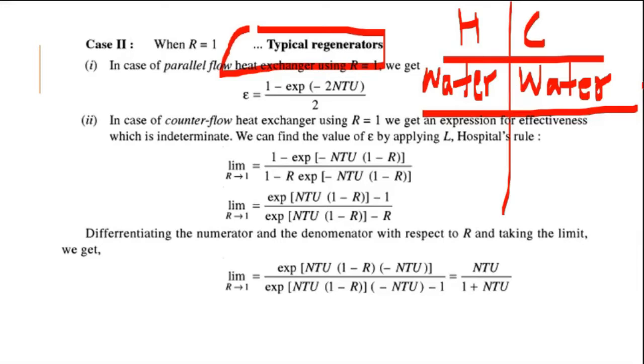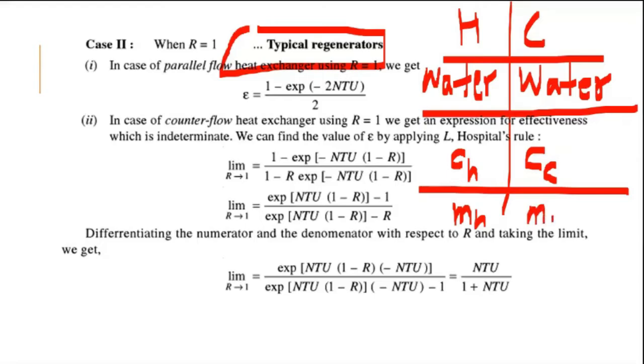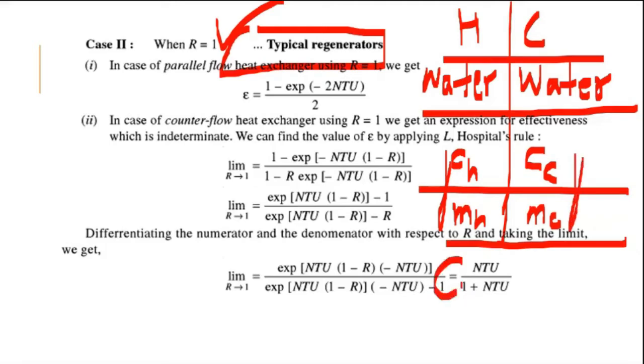So if both the fluids are water and water, this small ch value, the specific heat capacity of the hotter fluid, will be equal to the specific heat of the colder fluid. Also, we maintain equal mass flow rates, so mh will be equal to mc. This is the typical case. Such a heat exchanger will be called a typical regenerator or typical heat exchanger. Here the product mh ch will be equal to mc cc, or capital Ch will be equal to capital Cc.